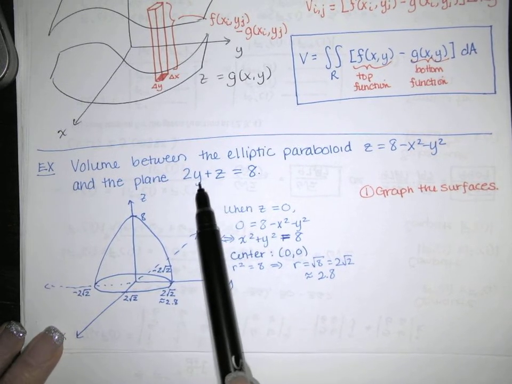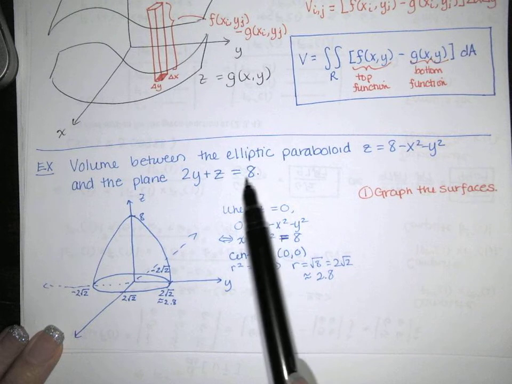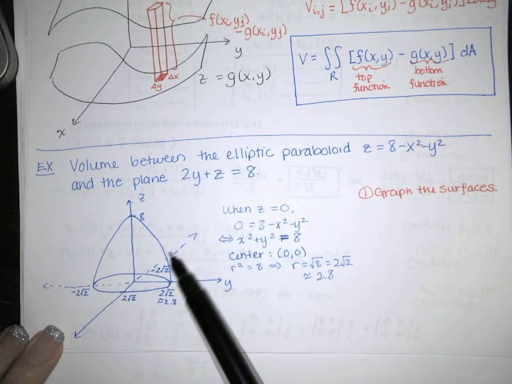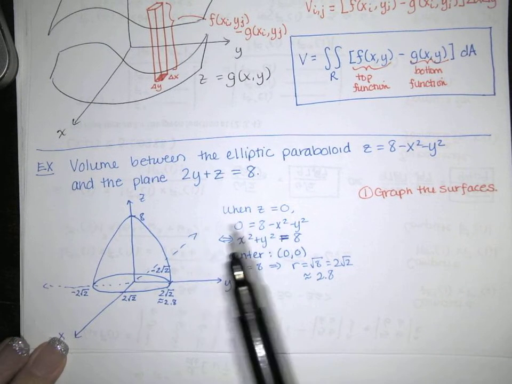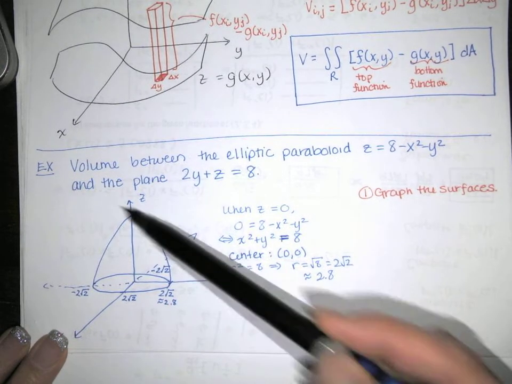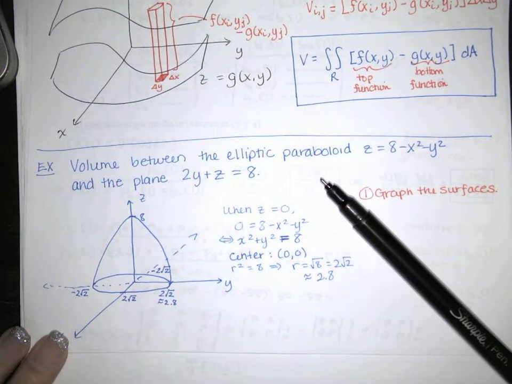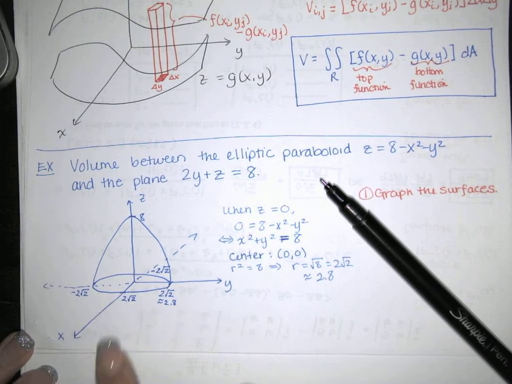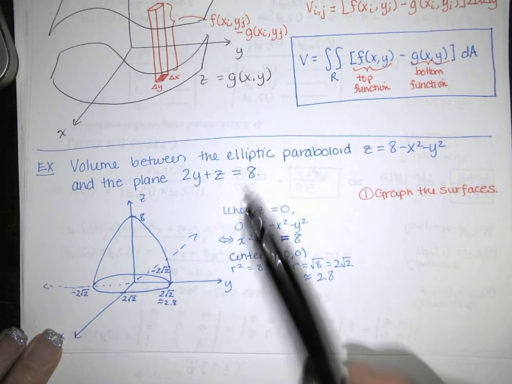So this is a plane that is a cylinder. Its rulings are parallel to the x-axis because the x is missing. So it's like once we draw that line, we can imagine that line continuing, coming out of the page parallel to the x-axis. Okay, so now we want to graph this plane.